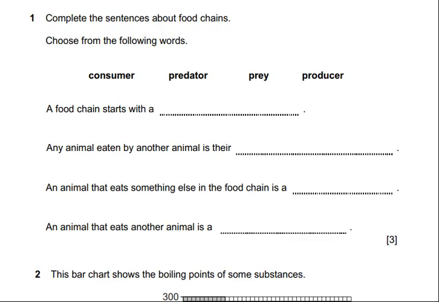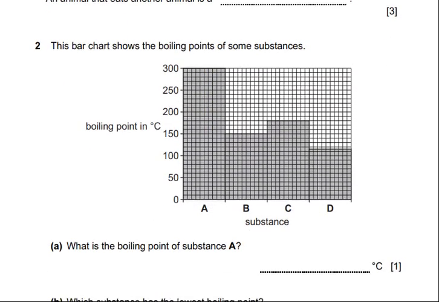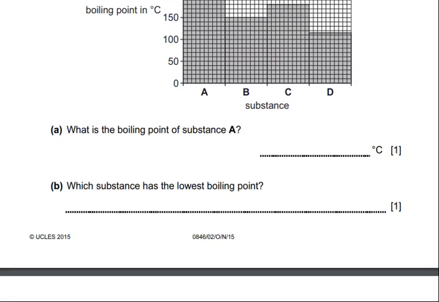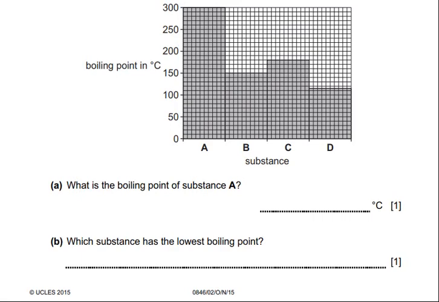And now, question number 2. This bar chart shows the boiling point of some substances. So here is a bar chart. We have some substances here, and their boiling points are shown here in the bar chart. So we have to answer the following questions according to the information we have here in the bar chart.